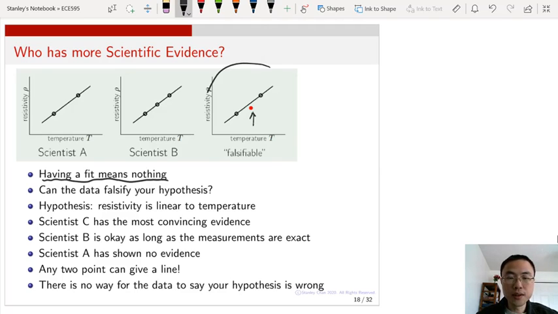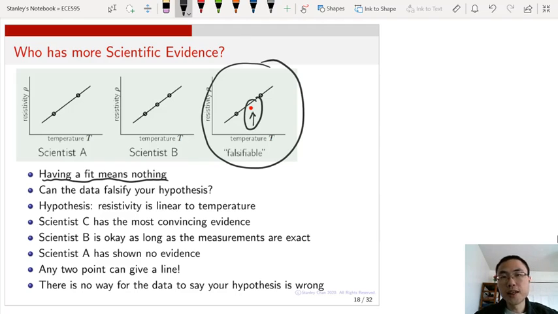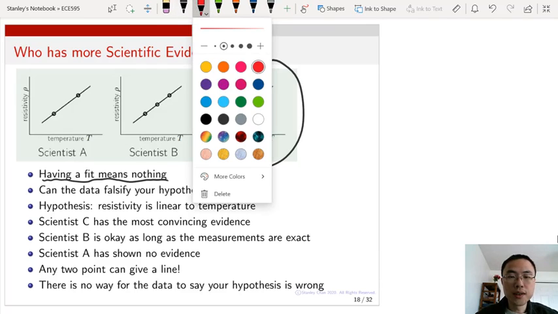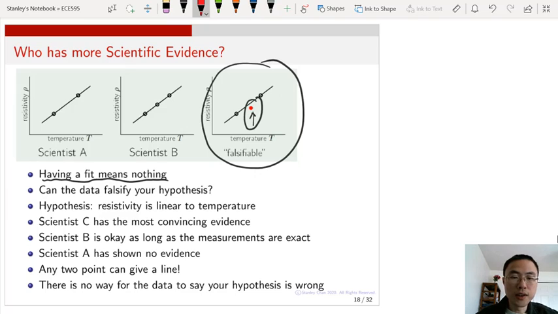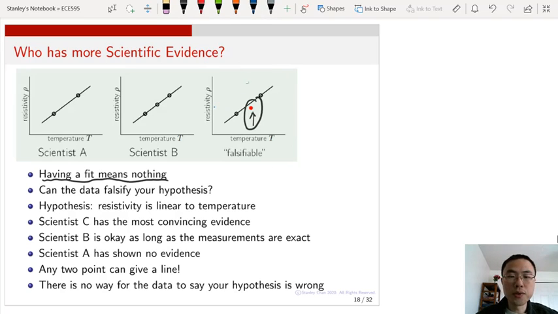It's actually C. Why? Because it has a data point that can falsify the hypothesis that you're using. So if tomorrow this data point is no longer living here, but let's say the data point is living there, then certainly the hypothesis that he's going to use will change to this line. And this is the power of the model that scientist C will have compared to scientist A and B.